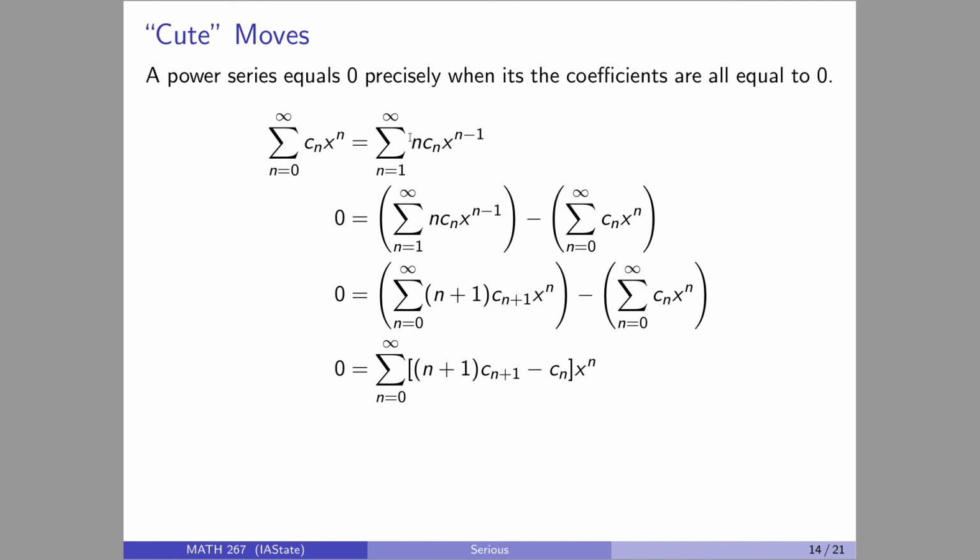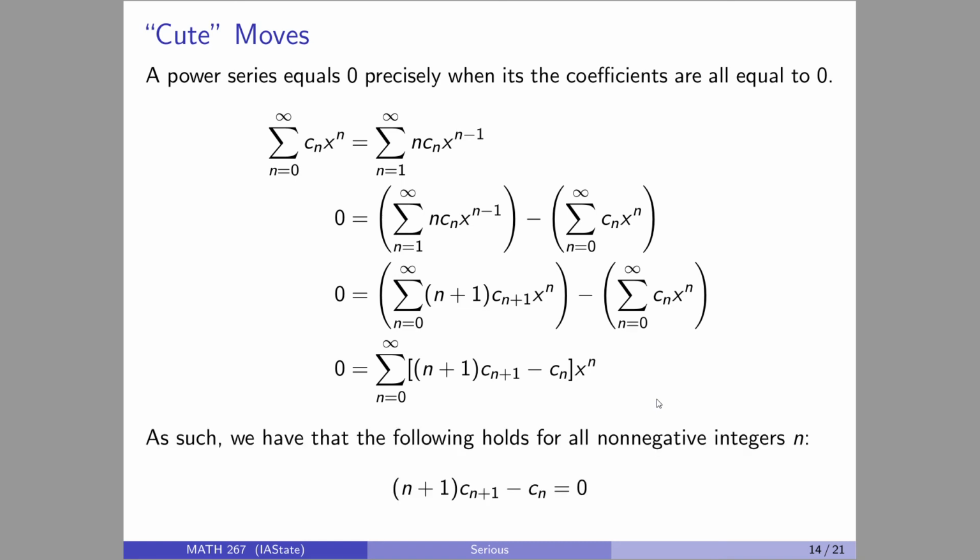All right, so subtract this over. I have a 0 now. On the left-hand side, I have a power series equal to 0. The only way that's true is if that equation right there holds for all n. Okay, nice.